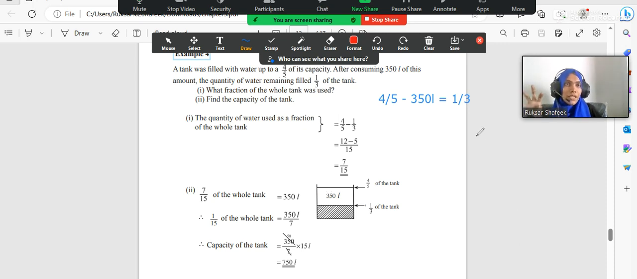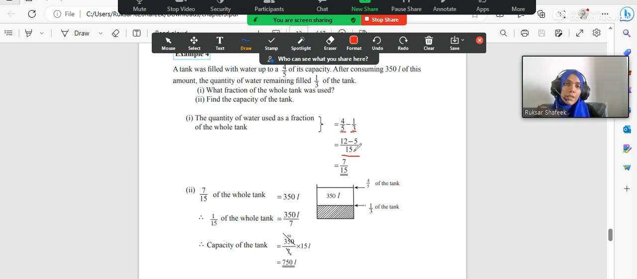It's like saying initially you had 1 whole cake and now you've eaten half and there's half remaining. So how do you find the fraction that you ate? It was 1 minus a half. So likewise, to figure out how much water was used, you can find 4/5 minus 1/3. Like I told you, when you are subtracting fractions with different denominators, you need to find the LCM. So the LCM of 5 and 3 is 15.